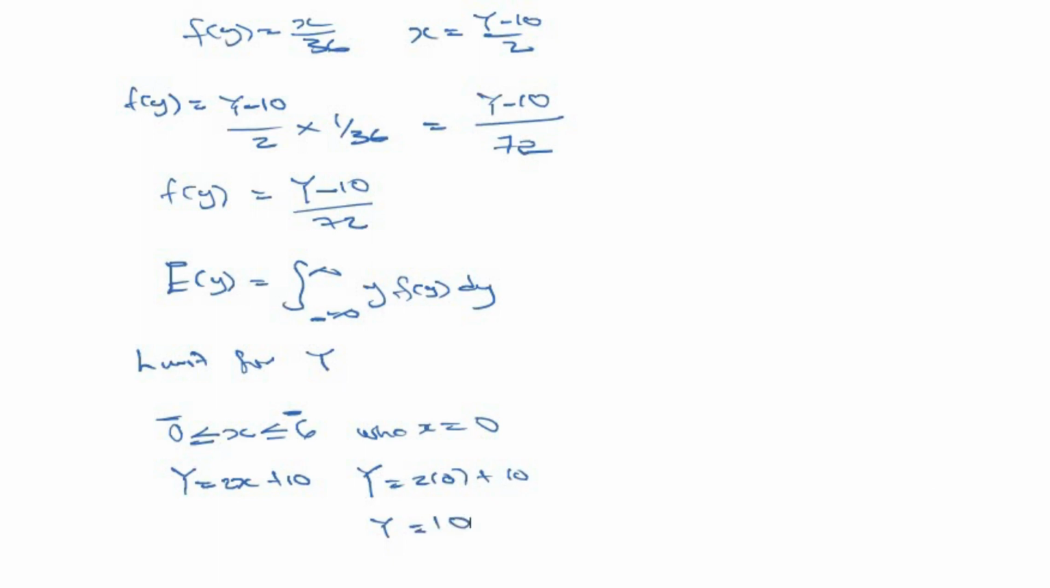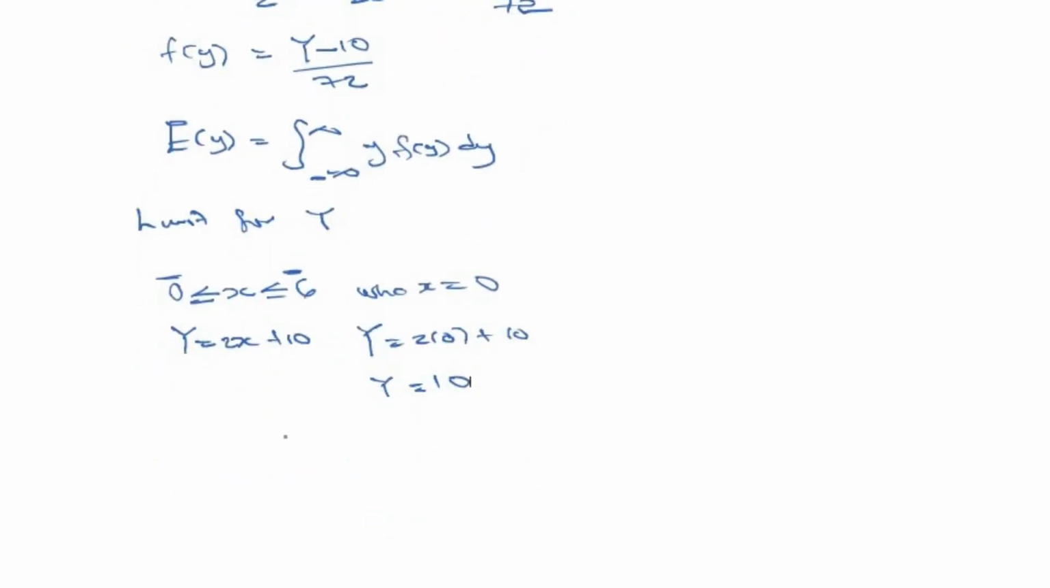So substituting for the other one, which is 6. When x is equal to 6, we have y is equal to 2 times 6 plus 10, which is equal to 22. We have our range for y now: y is greater than or equal to 10, and y is less than or equal to 22. So now we have all the parameters that we need.